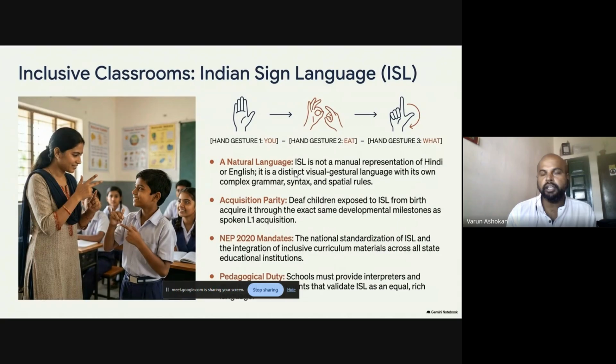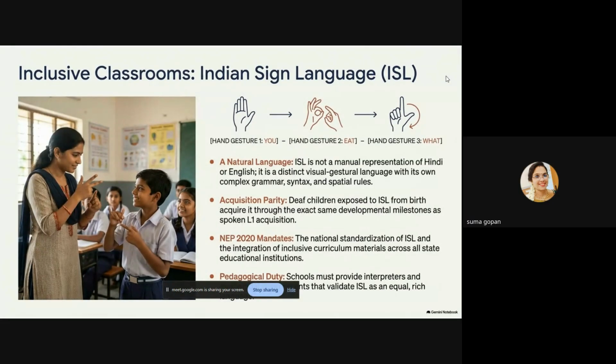It is easy for us if we need a certain time to put in and learn the language. It is very difficult to acquire this language. This language needs to be learned properly, and it has its own syntax. Acquisition: children with hearing loss are exposed to Indian Sign Language from birth, acquired through exactly the same developmental milestones as they spoke in L1 acquisition.